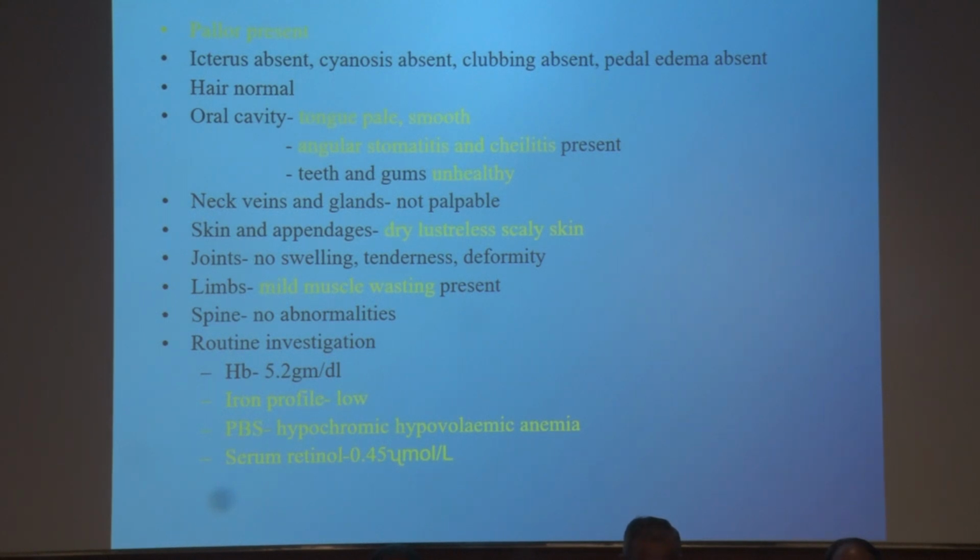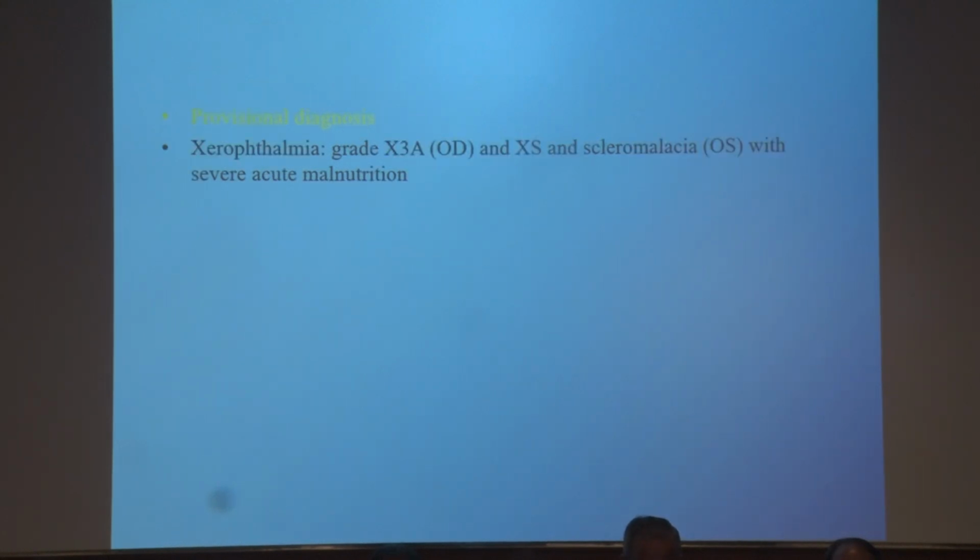micromoles per liter. So we came to the provisional diagnosis of grade X3 xerophthalmia, grade X3A in the right eye, and grade XS with scleromalacia and severe acute malnutrition in the left eye.